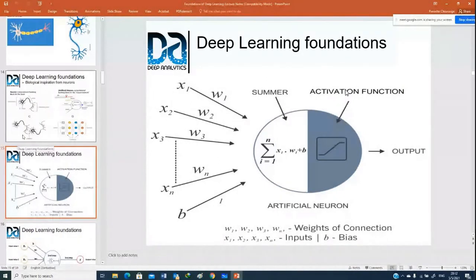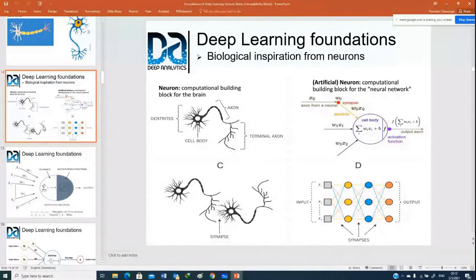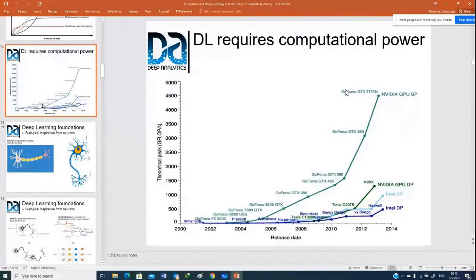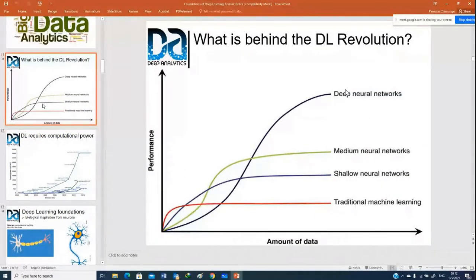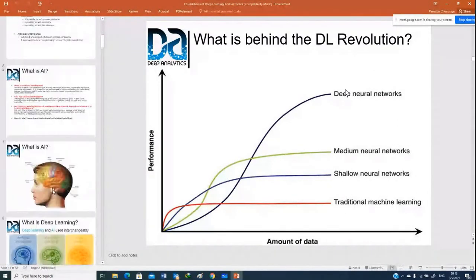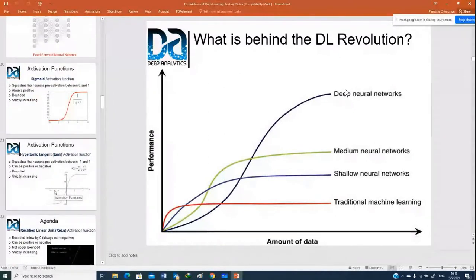Yeah. And then we spoke about the inspiration coming from biological neurons, right? And then we spoke about the computational power that has led to the success of deep learning. And then we spoke about the deep learning revolution: as compared to all other machine learning algorithms and statistical techniques, as you give deep learning more and more data, it gets better and better, right? As you give it more data, the performance actually increases. Other algorithms or techniques, the performance actually plateaus, right? Are there any questions on this, guys? Because we are moving forward, it will just be coding.